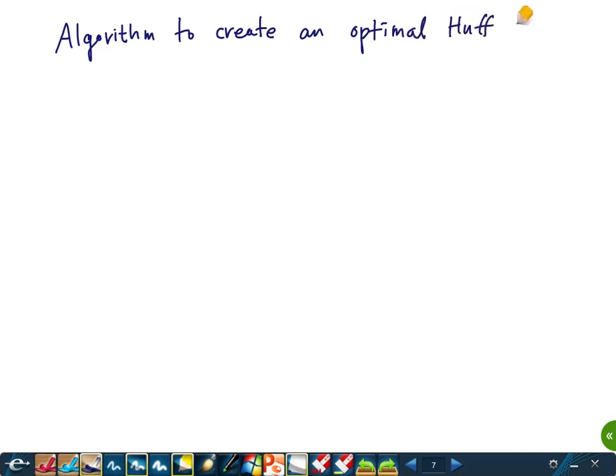So, here is an algorithm to create an optimal Huffman code. A Huffman code is a coding system, so it assigns bit strings to letters.